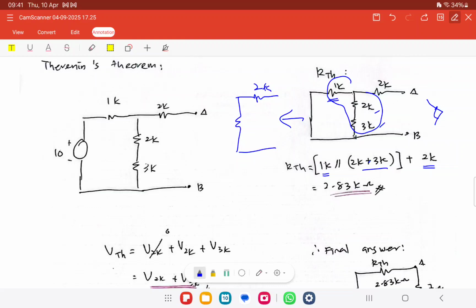Kalau nanti tak nampak, shortage, tak payah cantik sangat, tak apa. Kena tahu why you get 2.83k. Dapat tak 2.83? Tapi tak lukis juga. Dia kena lukis, kalau tak nanti takut you tak nampak sebenarnya. Kenapa dapat 2.8 ni? Awak tak buat satu kali. 1 over R total kan. Dia kena 1 over semua tu kalau parallel.